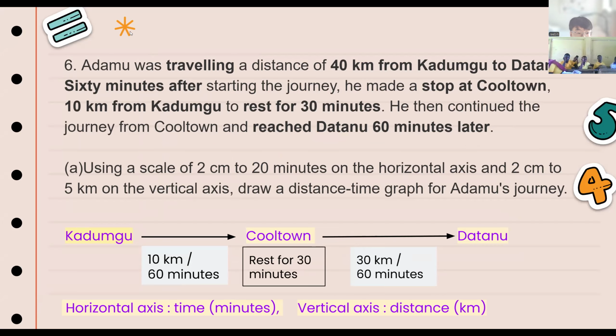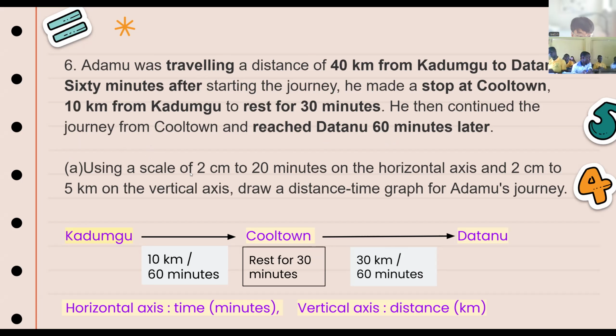Number 6, I think this was a graphing question. Adamu was traveling a distance of 40 kilometers from Kadungu to Datan. 60 minutes after starting the journey, he made a stop at Kultown, which is 10 kilometers from Kadungu, to rest for 30 minutes. He then continued the journey from Kultown and reached Datan 60 minutes later.